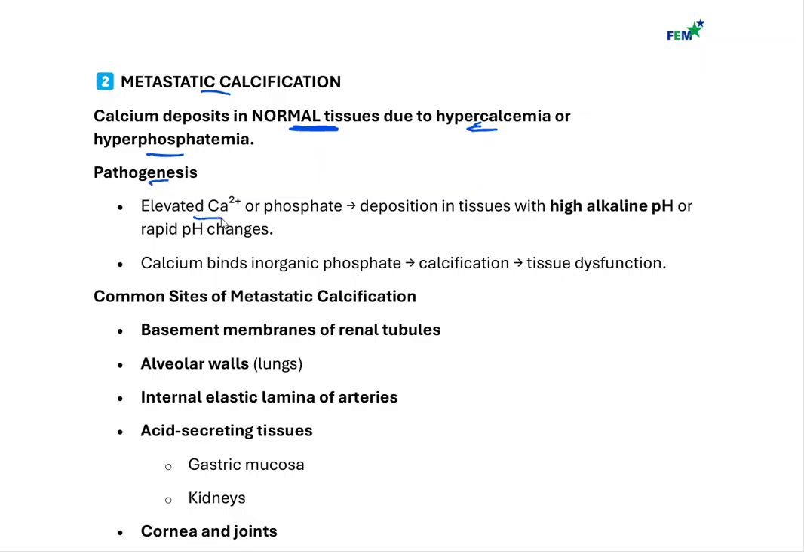Elevated calcium and phosphate lead to deposition in tissue with high alkaline pH or rapid pH changes. And this calcium binds to the inorganic phosphates, leading to calcification and tissue destruction. And once calcium binds in that normal tissue, that normal tissue becomes dysfunctional. So that prevents the tissue from doing its job. So let's look at a couple of examples.